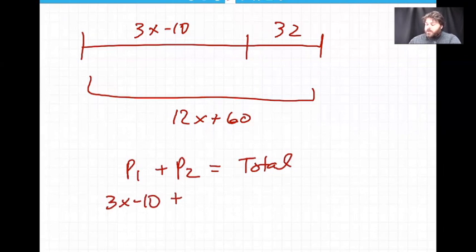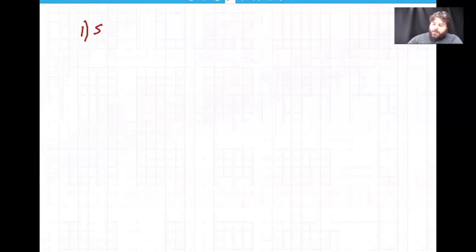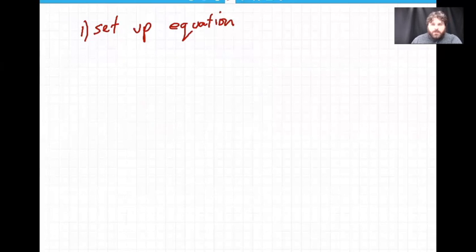The first part is 3x minus 10. The second part is 32, and it equals the total length. So part 1 plus part 2 equals the total. That's another way that you're going to have to be able to set up equations. Okay, so that's the first goal, right, is to set up the equation. All right, that's the first kind of hurdle you'll have to get over in a lot of these geometry problems.